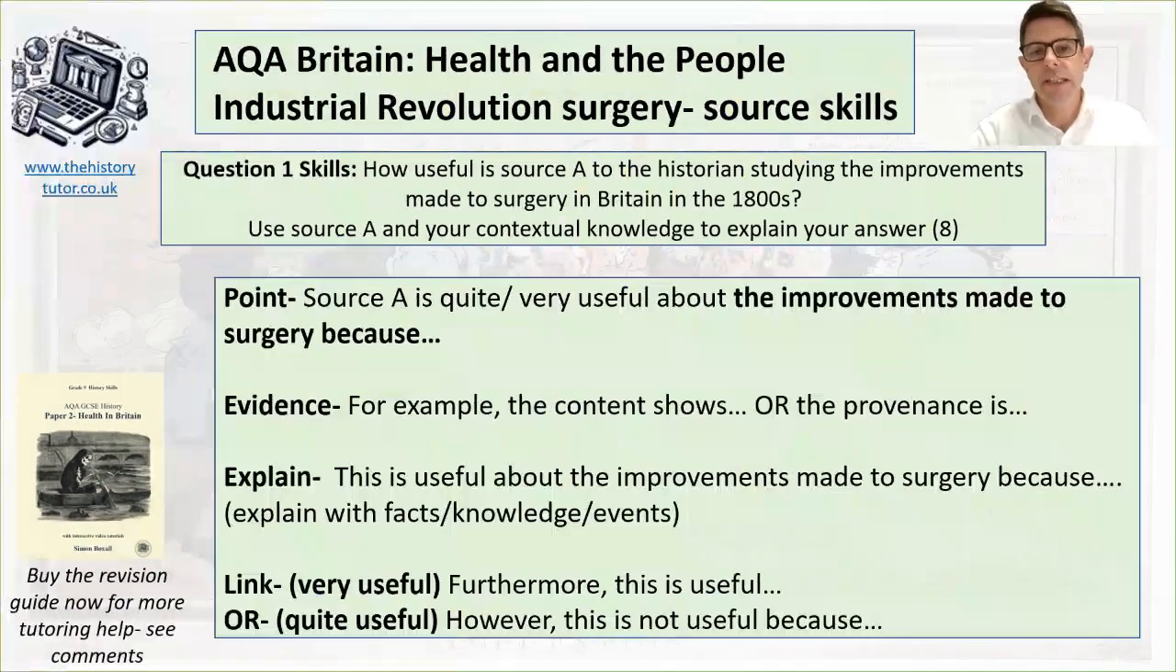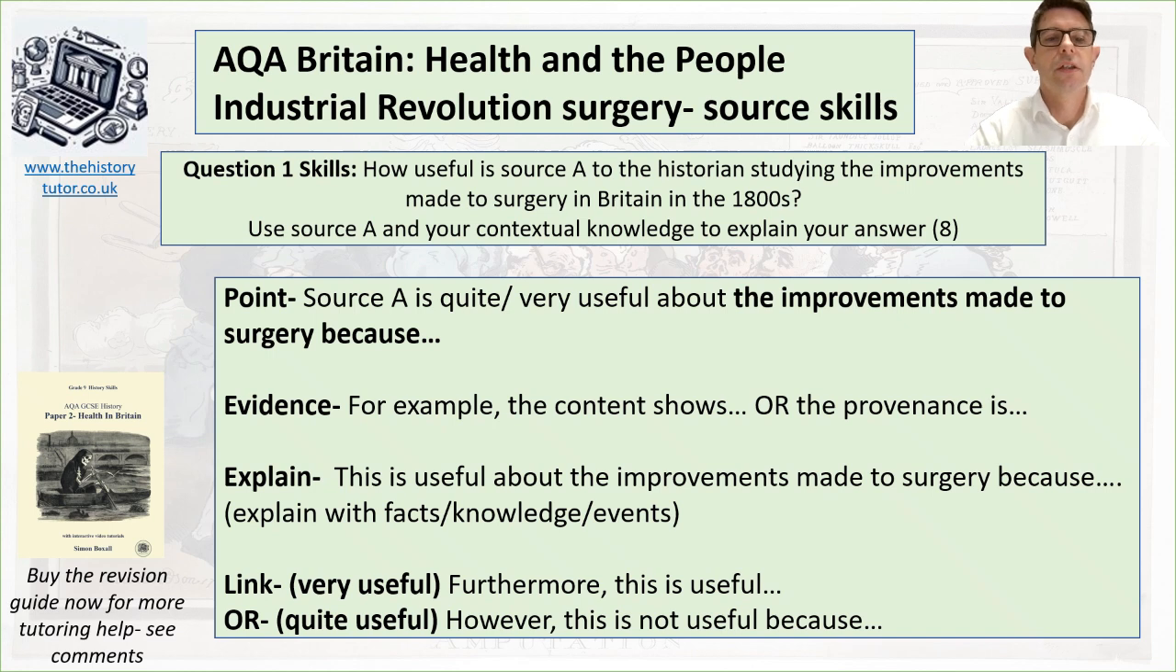So how do we write this then? So we should structure our answer still in our P or paragraph. So source A is quite useful, or source A is very useful about the improvement made to surgery because. Then we give evidence, for example, the content shows, or you can start with the provenance, whichever flows best for you. And then this is useful about improvement made to surgery because explain with some facts and knowledge, and you could do a furthermore or however in there as well.